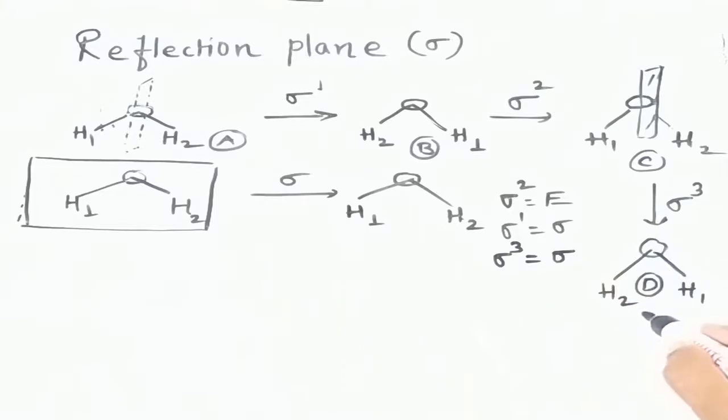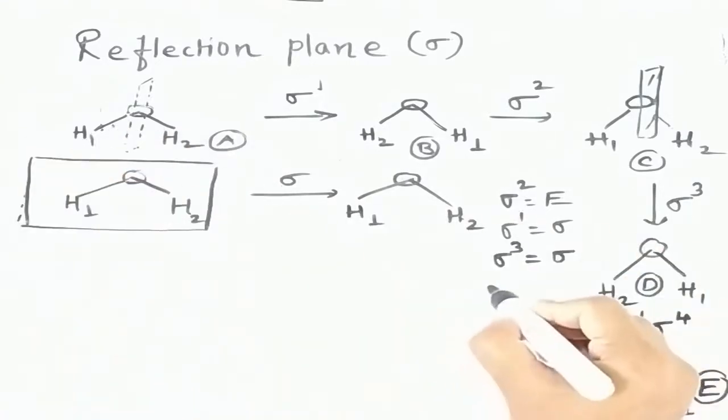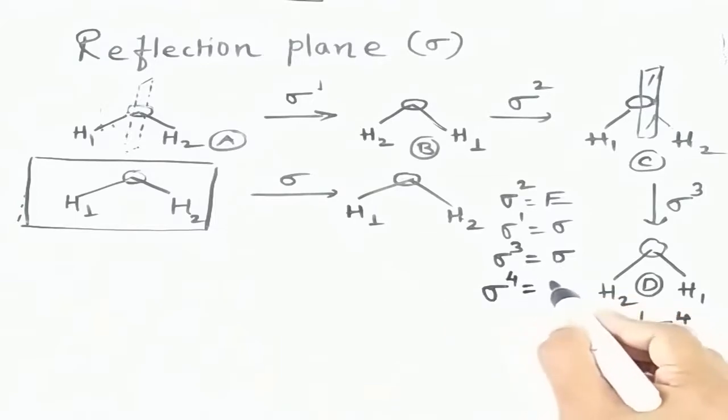Now let us take a last example. If I operate sigma raised to 4 times, and then we can conclude this sigma operation generated by sigmas. Now look at the E part, molecule E and molecule A, these are the same. That means sigma raised to 4 is again equal to E.